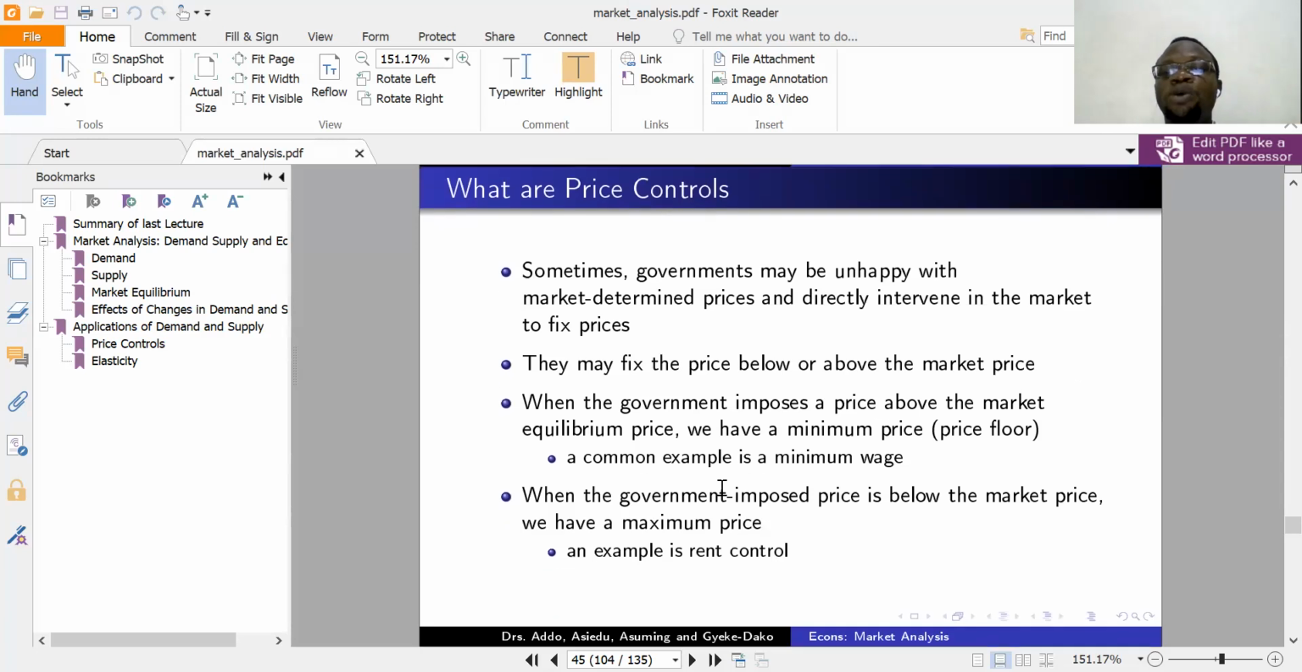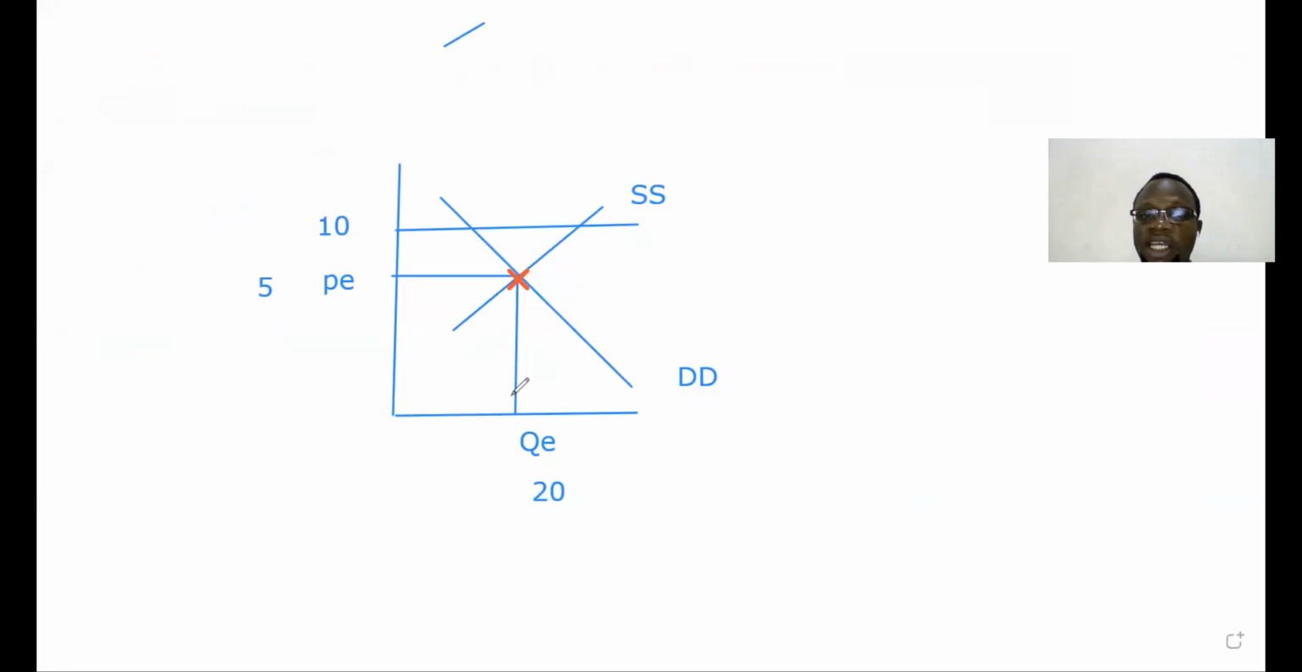And when the government imposes a price which is below the market price, we have a maximum price. An example is rent control. So I can use the whiteboard to demonstrate the maximum price. Say the equilibrium rent is 500 cedis, but government says that you can only charge 200.